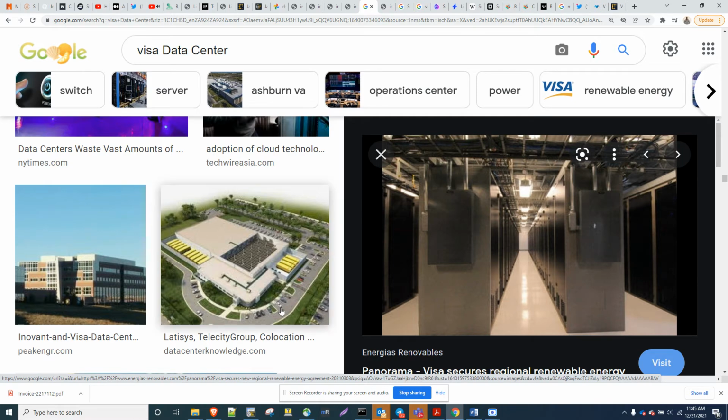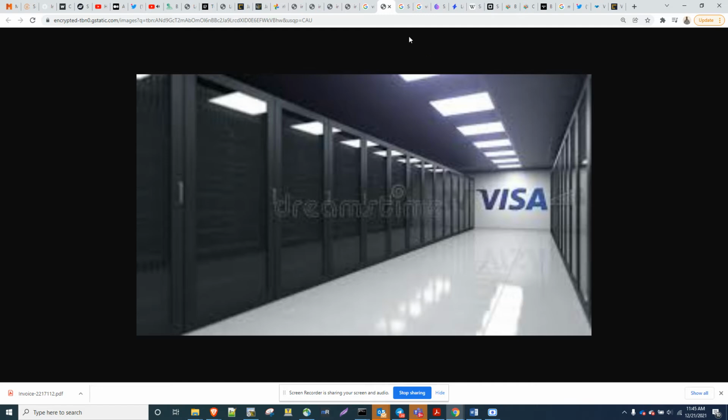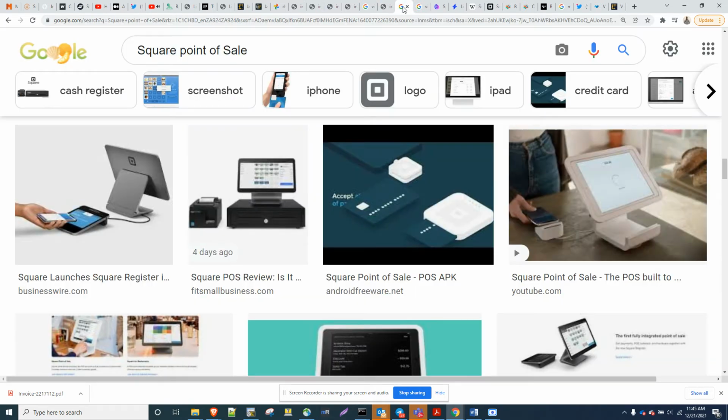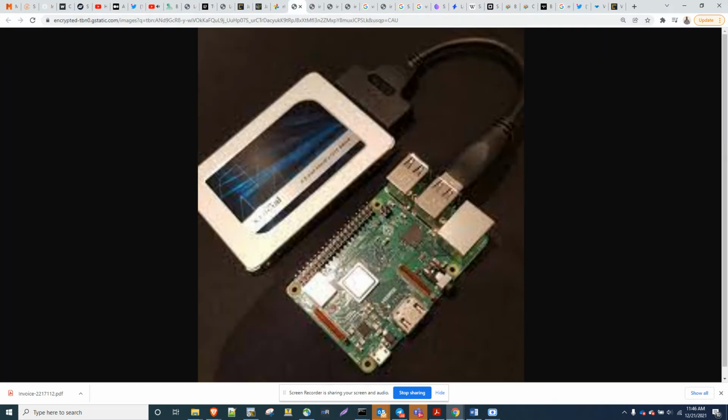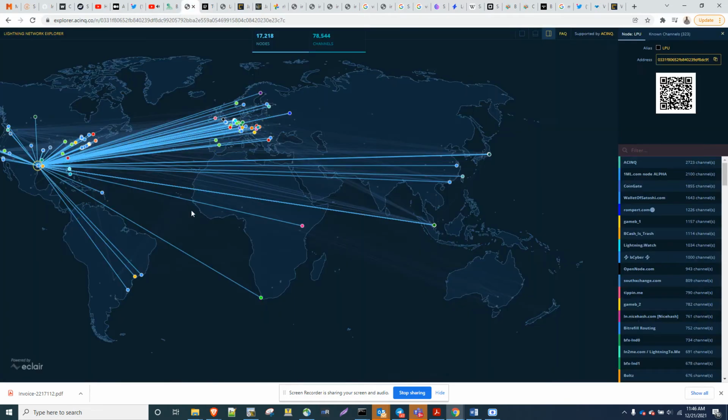Like you can see that building over there, okay? All that land, that real estate there, cooling systems and everything, consuming a lot of electricity. That's Visa processing payment transactions. On the other side, Lightning Network, we are just using those handheld devices like Raspberry Pis. And there is the global network already, which is decentralized.